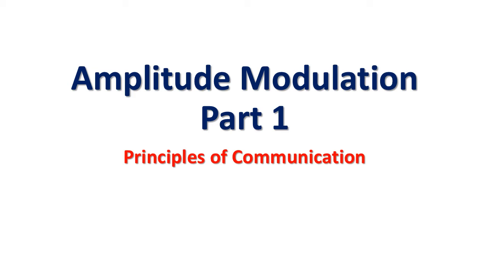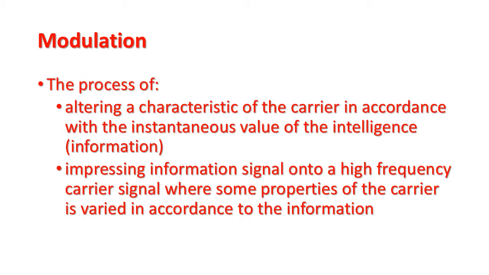Amplitude modulation, Part 1. In this video presentation we will explain the theory and principles of amplitude modulation, one of the three analog modulation processes. Modulation is the process of altering a characteristic of the carrier in accordance with the instantaneous value of the intelligence. In other words, it is the process of impressing an information signal onto a high-frequency carrier signal where some property of the carrier is varied in accordance with the information.